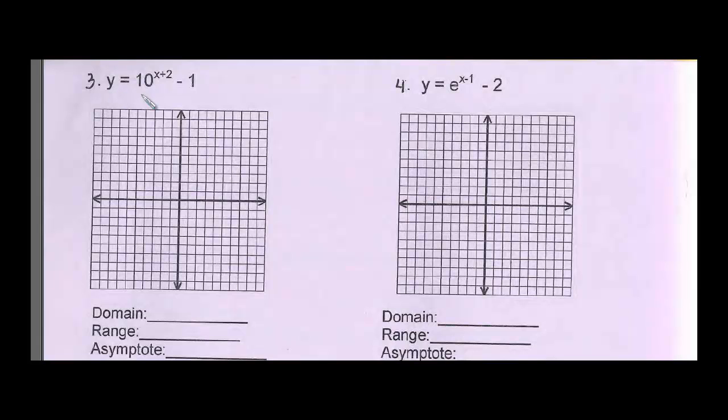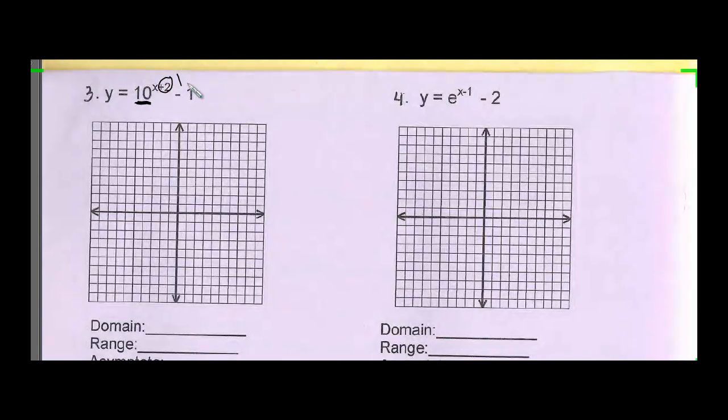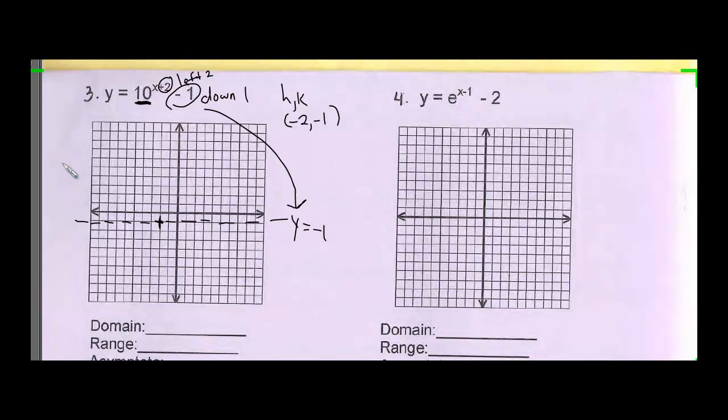In function number 3, notice that our base now changes to a 10. I still have movement to the left 2 units. And we're going down 1 for the asymptote. HK is going to be negative 2, negative 1. So negative 2, down negative 1 is the HK, the new starting point of the graph. And the asymptote is at y equals negative 1, because negative 1 tells me that the asymptote is down 1 unit. The old key values are going to change because now our base is 10.